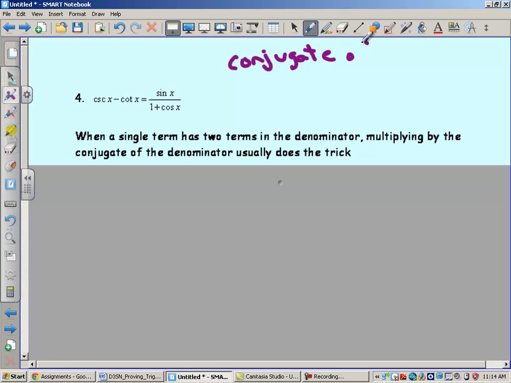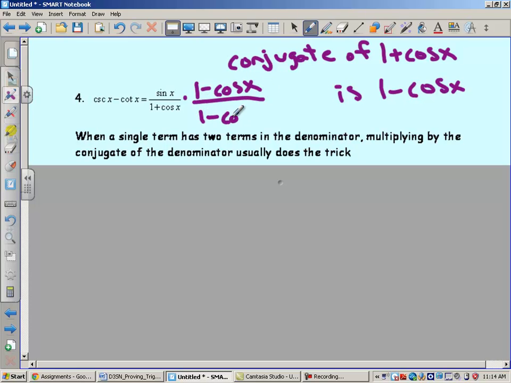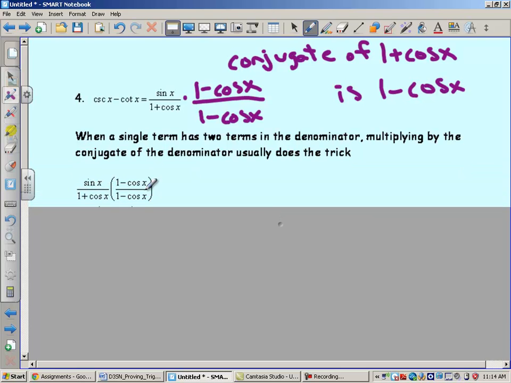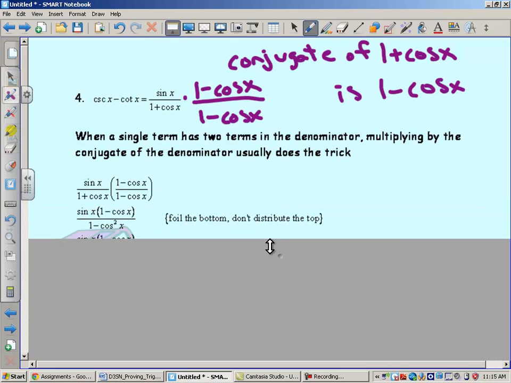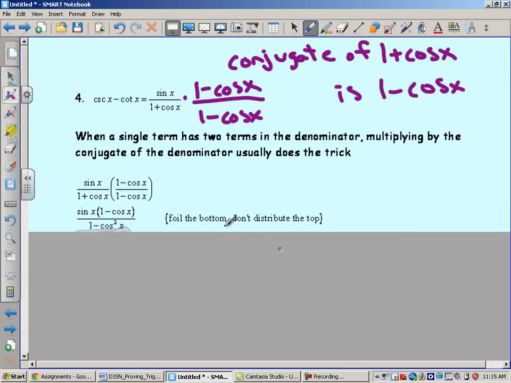you might have done this with square roots in Algebra 2. The conjugate of 1 plus cosine x is 1 minus cosine x. I'm going to show you what happens and why this is so cool. What you're going to do is you're going to multiply the top and bottom by 1 minus cosine x. That's just a clever form of 1. This is 1. You can multiply anything times 1. It's the multiplicative identity, and you're not going to change anything. So we scroll this down, and this is what I'm doing. So you're not going to distribute the top, but you are going to FOIL the bottom.